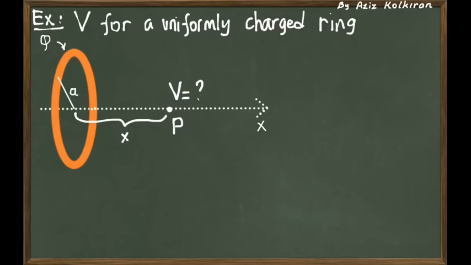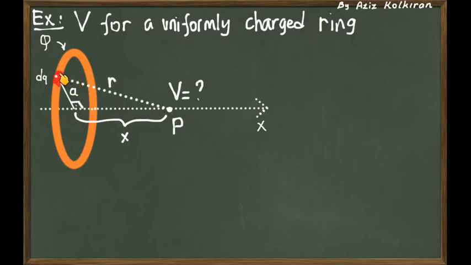So the ring has a radius a, and we will start by dividing the ring into small charges, small pieces of dq, and these pieces are little arcs of the ring. So let's choose a dq charge on the rim of the ring, and the distance from this to the point in question, let's call this r.